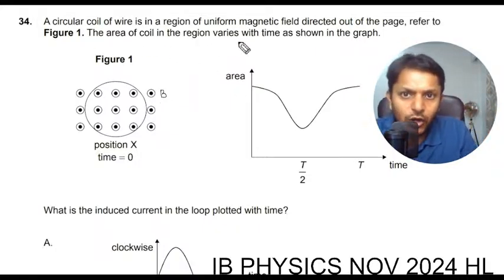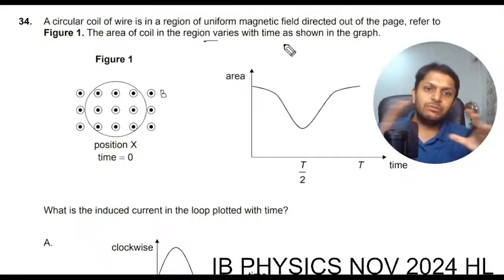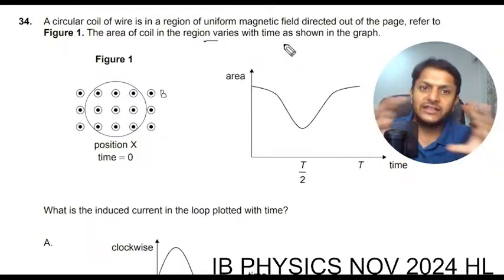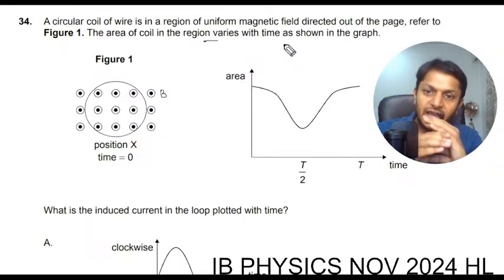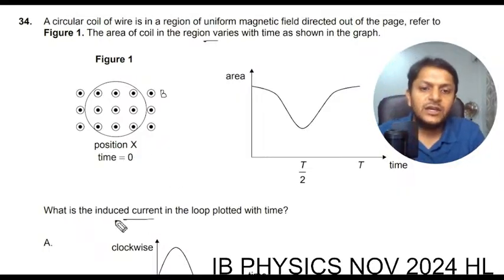The area of the coil in the region varies with the time t. In this case, area is a variable. So this ring is becoming bigger in radius and smaller in radius, like that. So there is some change in the area which is taking place. What is the variation of induced current with respect to time?